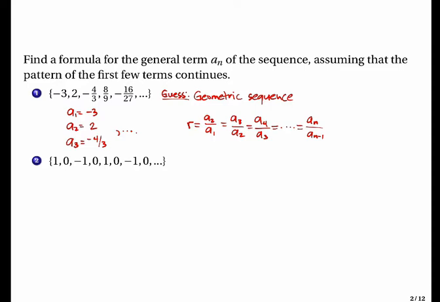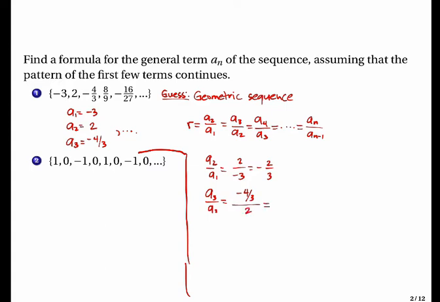Okay? So let me get this space here from the second item. Anyway, for the second item we will easily get a formula for this sequence. So we have a sub 2 over a sub 1. It's 2 over -3, so we have -2 over 3. And then we verify that this is the same as a sub 3 over a sub 2. For a sub 3 over a sub 2, we have -4 over 3 divided by 2. If we calculate this, you will get negative 4 over 3 times 1 half. And therefore, this is indeed negative 2 over 3.